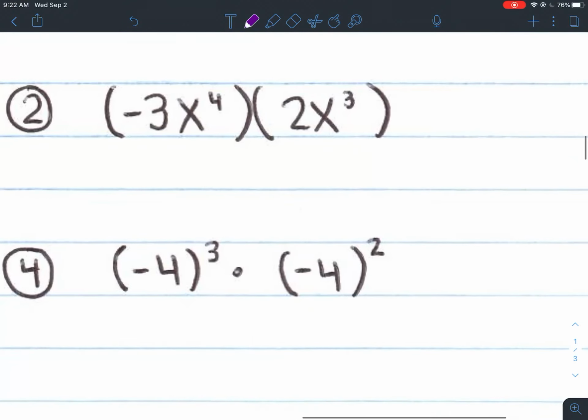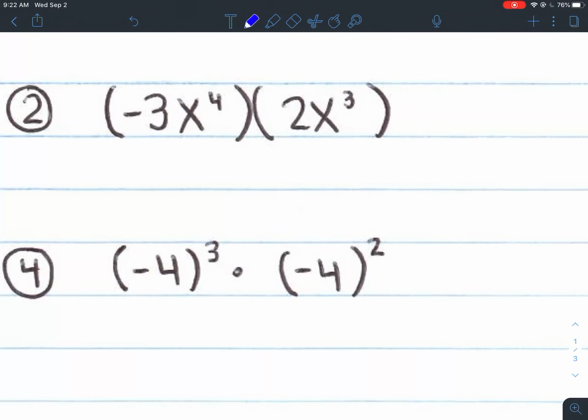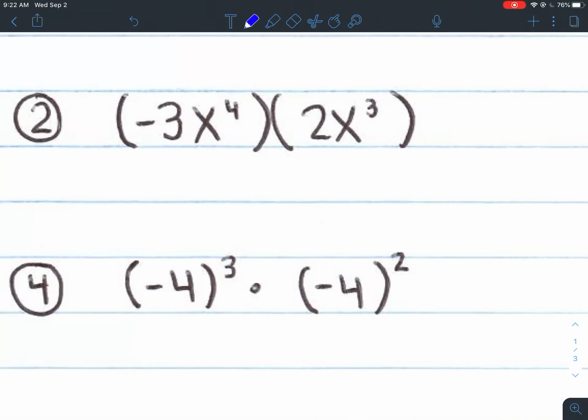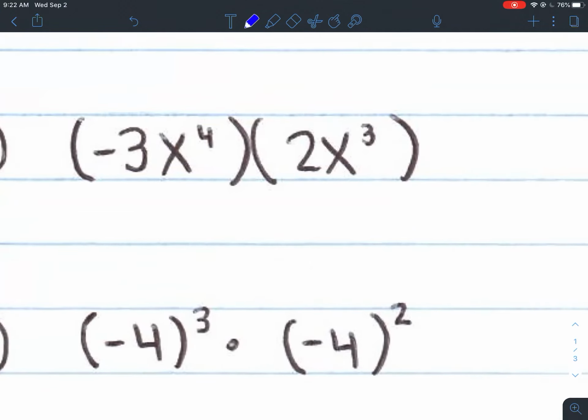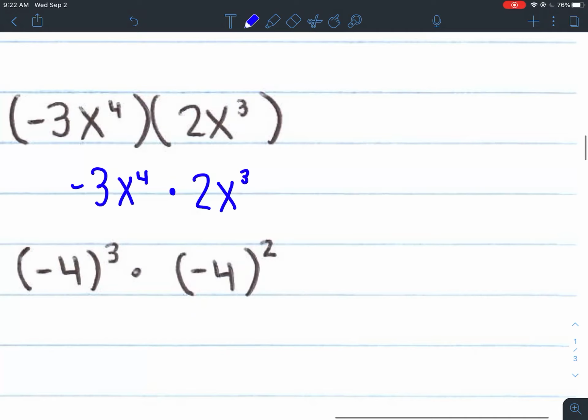All right, now number 2 here. Number 2 might be like, hey, I don't really know what to do here. Like, how do I get rid of these parentheses, right? Well, what do parentheses mean in math? It just means multiplication, right? So I want you to, before you get rid of the parentheses, just know, hey, they're being multiplied. How do I know that? Well, these parentheses are touching each other, so I know they're being multiplied. So really, I can just drop them. So negative 3x to the 4th times 2x cubed. Okay? Now I have 3x to the 4th times 2x cubed.